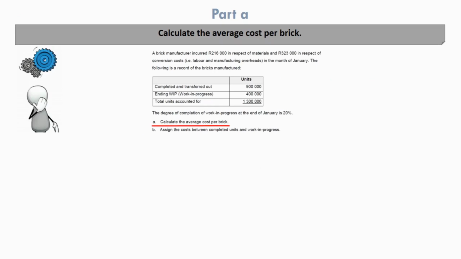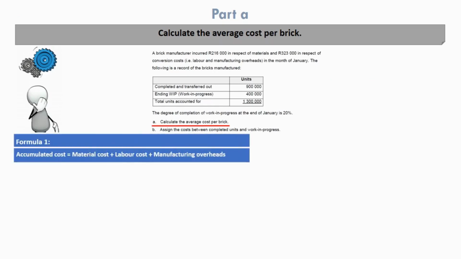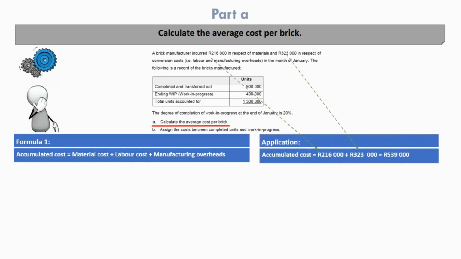Part A requires the calculation of the average cost per brick. In order to calculate this, we need two things. We have to determine the accumulated cost incurred during the specified period, and we have to determine the equivalent production units. Accumulated costs comprise of material, labor, and manufacturing overheads. The accumulated cost incurred in the production process during January is 216,000 rand plus 323,000 rand, which equals 539,000 rand.